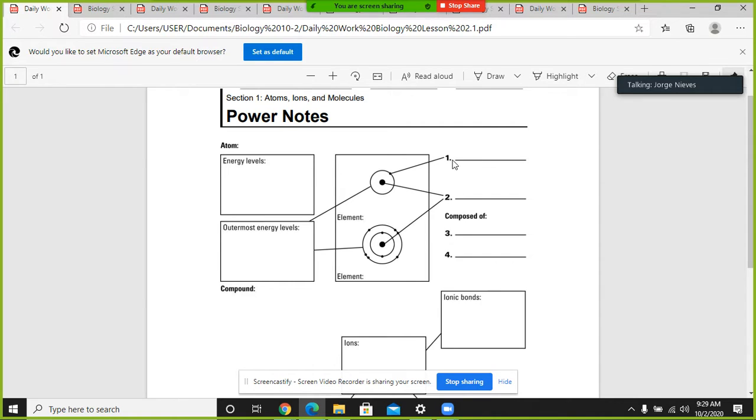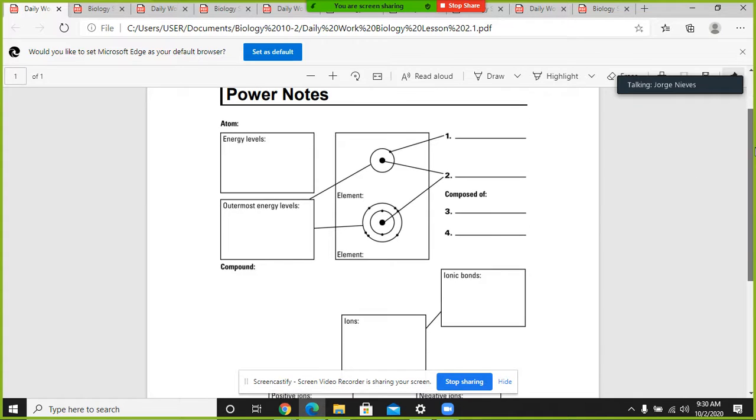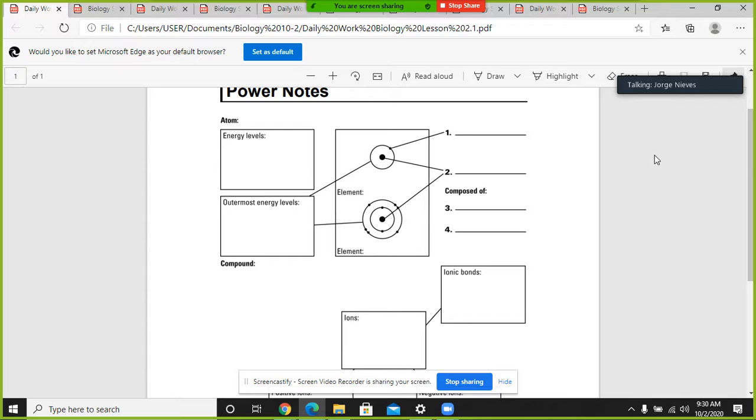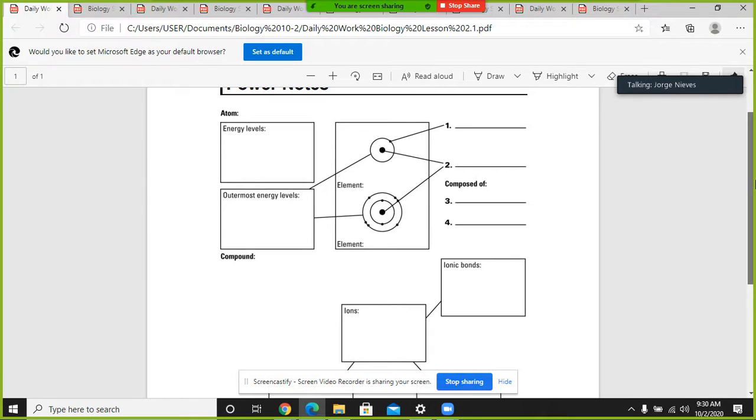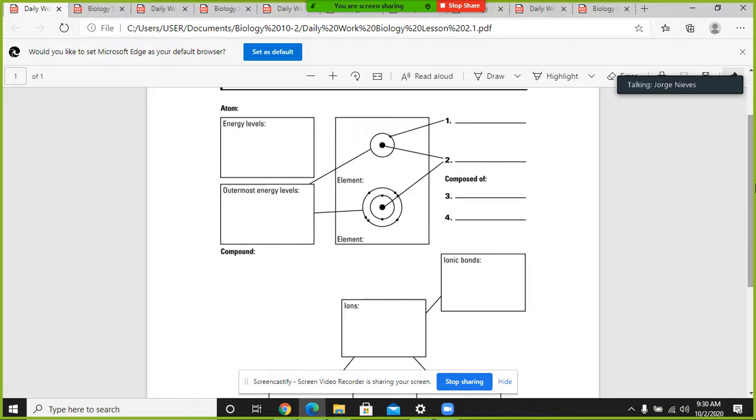The first answer here is electron. We see an electron around the first energy level of hydrogen. In the second thing we see the nucleus. The middle part of the atom is what we call the nucleus, and the nucleus is composed of protons and neutrons. So that's basically what we call an atom. It has energy levels and an outermost energy level.